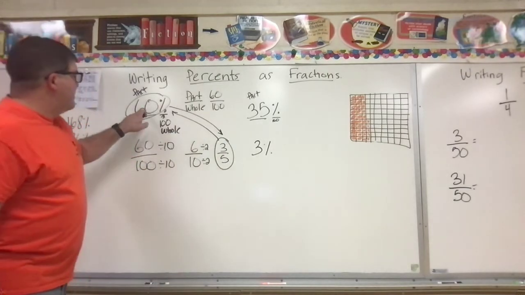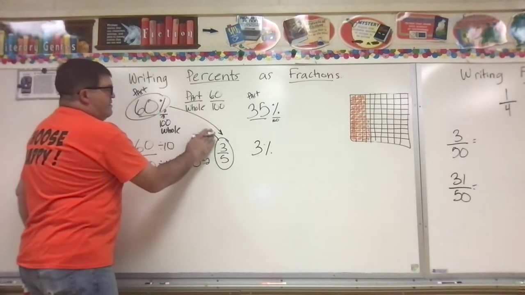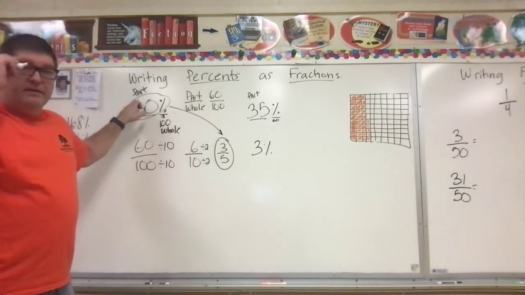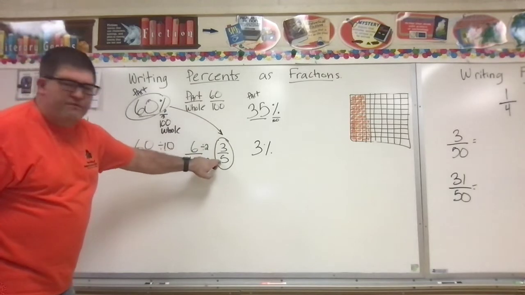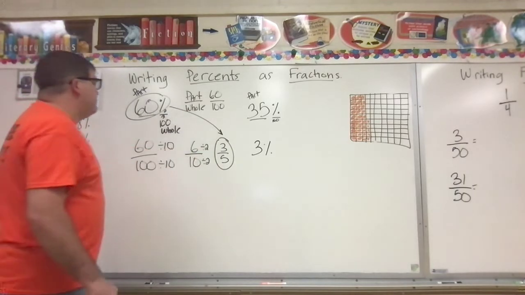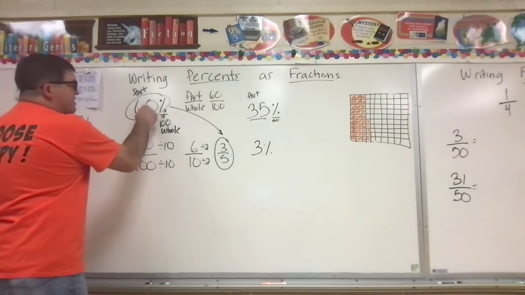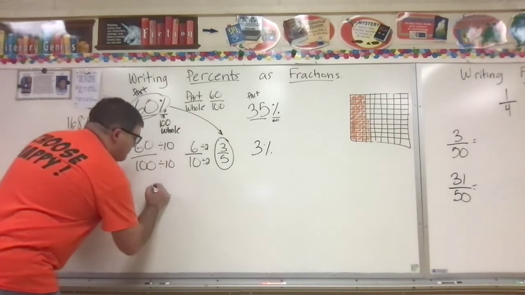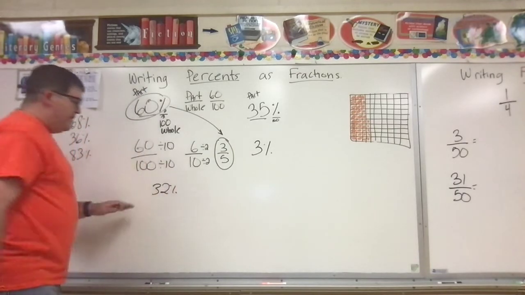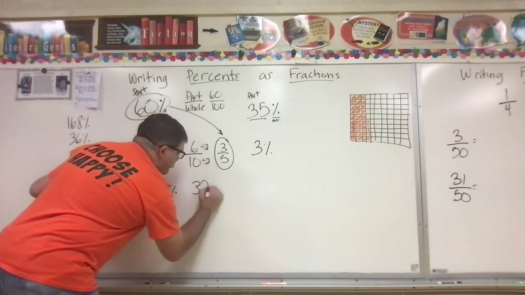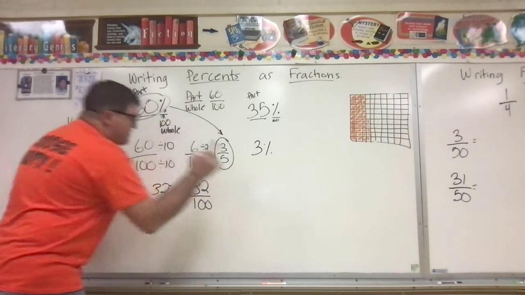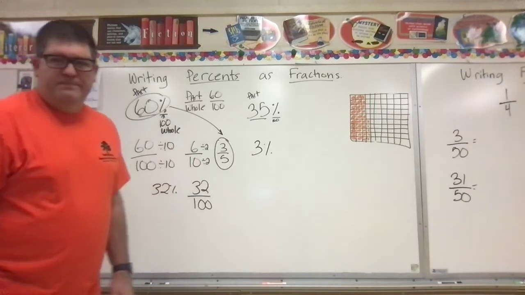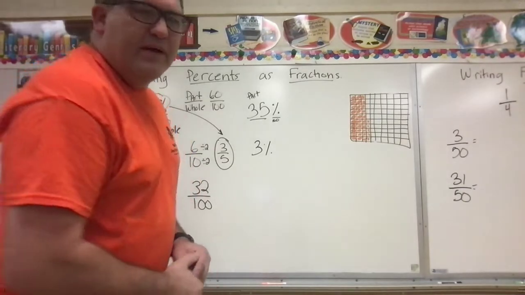So that's how I take a percent, 60%, and I change that into a fraction. Basically, all you got to do is take whatever your percent is, put it over 100, and you have your fraction. So if I have 32%, I just take 32, put it over 100, simplify it, and then I've changed it from a percent to a fraction. Okay? Let me show you why that's true.